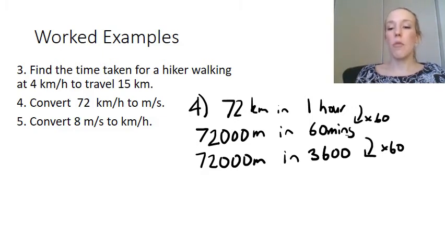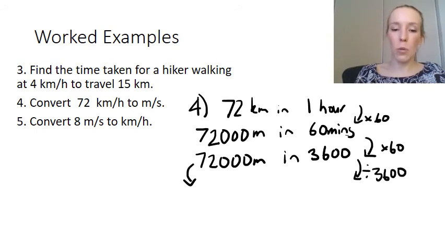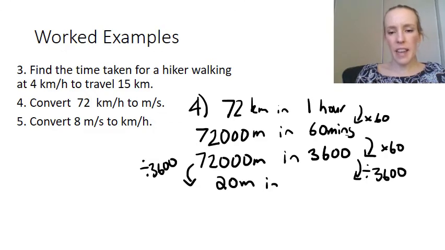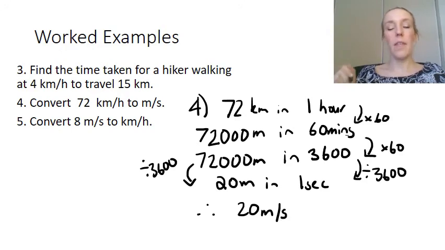So now I know we're going 72,000 metres in 3,600 seconds, but it wants metres per second. So just like I did for my rates before, I'm going to divide so I get 1 unit in the second part. So I'm going to divide by 3,600 so that equals 1. So I know how far they're going in 1 second. Divide both sides there. And that equals 20 metres in 1 second. So therefore it's 20 metres a second. That would be my answer.